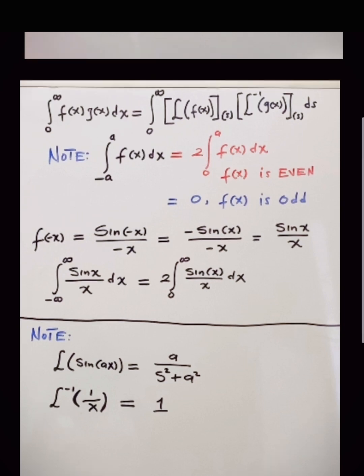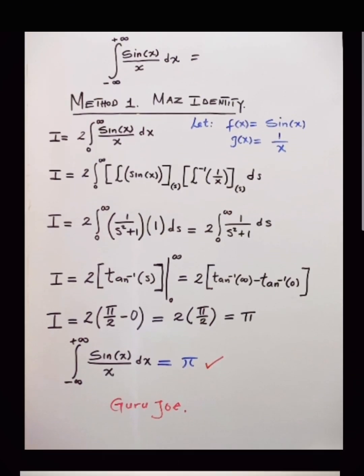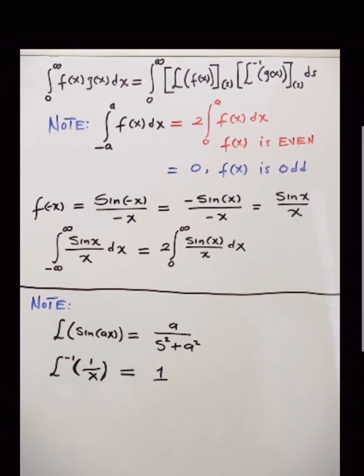Now we also have to know that our integral is not from 0 to infinity, but rather from minus infinity to positive infinity. So what can we do? Let's remind ourselves that the integral from minus a to positive a of f of x dx is equal to 2 times the integral from 0 to a of f of x dx if f of x is an even function, and it is equal to 0 if f of x is an odd function.